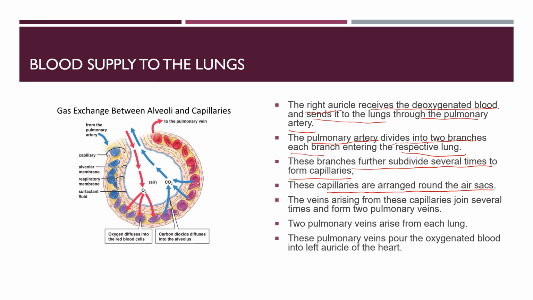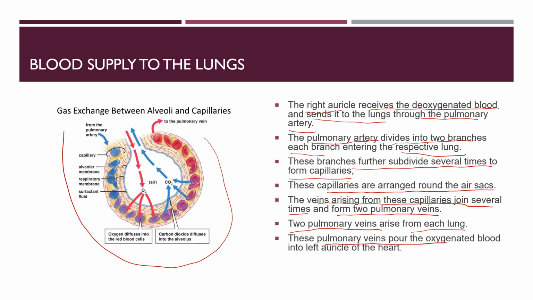Now what is happening? The veins arising from these capillaries join several times and form two pulmonary veins. So the artery is bringing the deoxygenated blood. It is branching into several capillaries. These capillaries are covering the full alveoli or air sacs, and again two pulmonary veins arise from each lung. And these pulmonary veins are pouring oxygenated blood into the left auricle of the heart. So this is the process which is happening between the heart and the lungs.